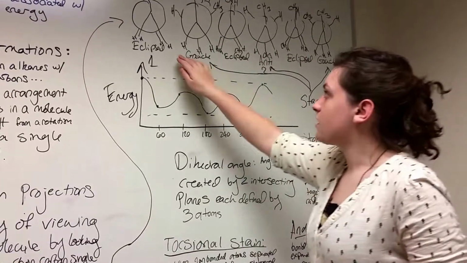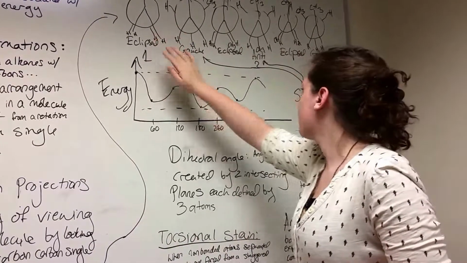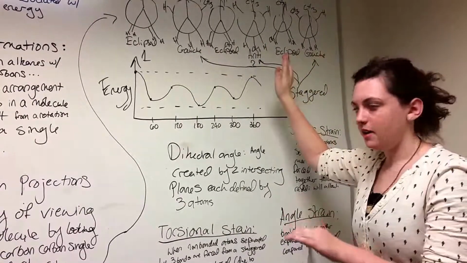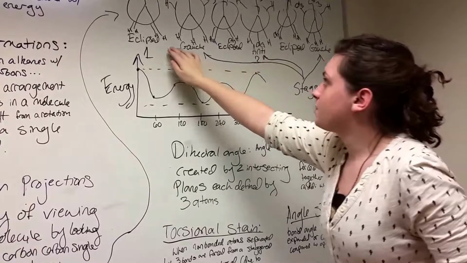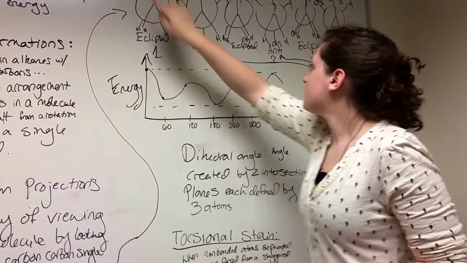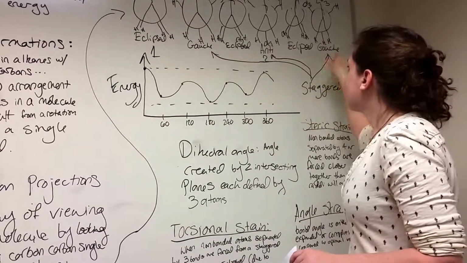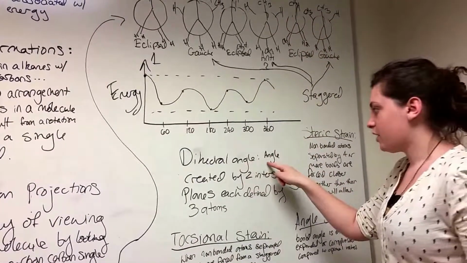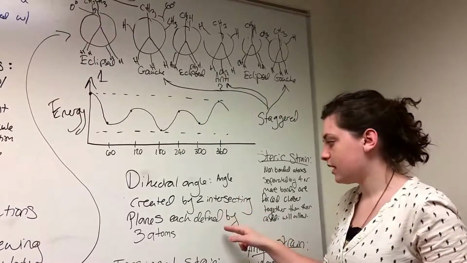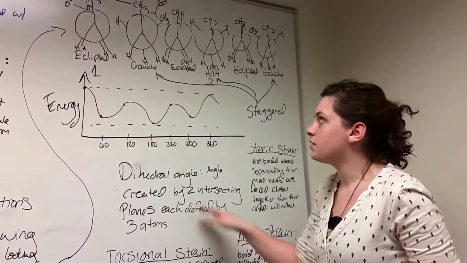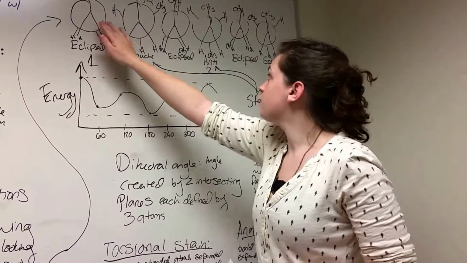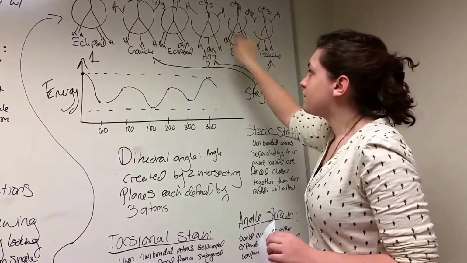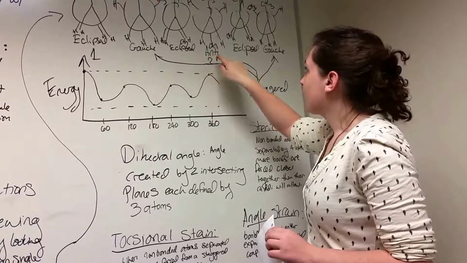The eclipsed ones are when the substituents are right on top of each other, and the staggered ones are when the substituents are as far apart as possible. Between the eclipsed ones, there's 0 degrees between the substituents, and between the staggered ones, there's 60 degrees between the substituents. When I say degrees, I'm talking about a dihedral angle, which is an angle created by 2 intersecting planes, each defined by 3 atoms.